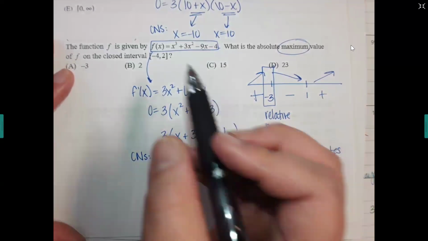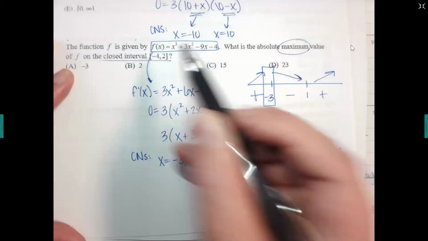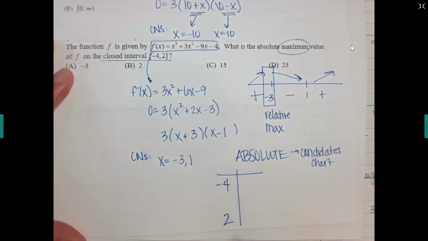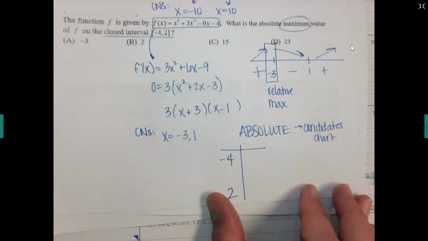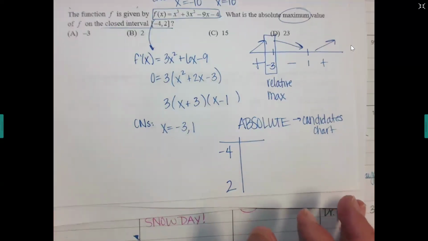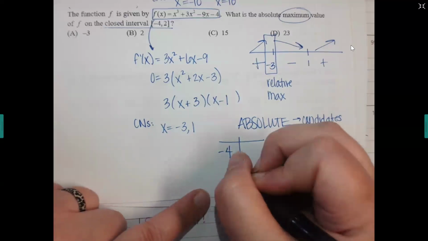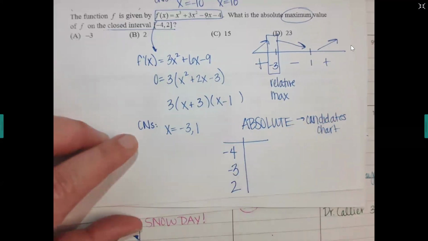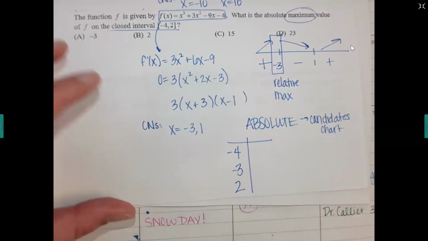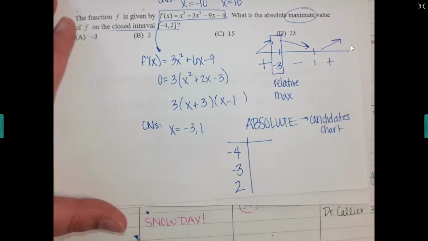Endpoint. So we're only looking at the closed interval from -4 to 2. And then the other thing would be any relative winners. Now I had 2, I had a -3 and a 1. But if 1 is a minimum, you know it's not going to win, so you can just leave it out of the chart. So -3 needs to go into the chart. But 1, I can leave it out because if it's a minimum, it's not going to be the overall biggest. What do I plug these into?